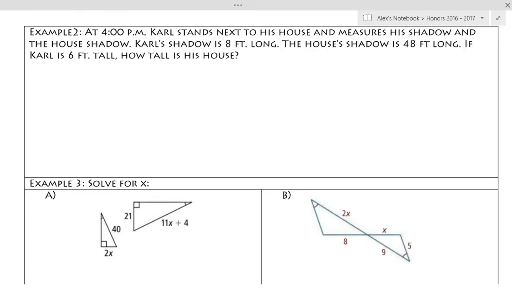Example 2. At 4 p.m., Carl stands next to his house and measures his shadow and the house's shadow. Carl's shadow is 8 feet long. The house's shadow is 48 feet long. If Carl is 6 feet tall, how tall is his house?